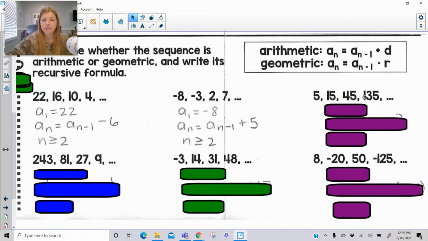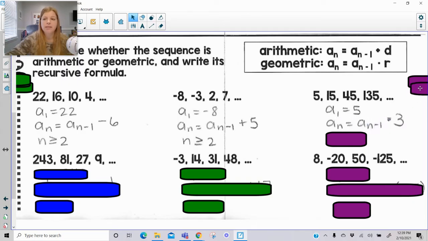5, 15, 45, 135. This is definitely geometric. I see it's multiplying by 3. Now, a sub 1 is always still the first step, so a sub 1 is 5. And now I need to follow the geometric form. So it would be a sub n equals a sub n minus 1 times 3.